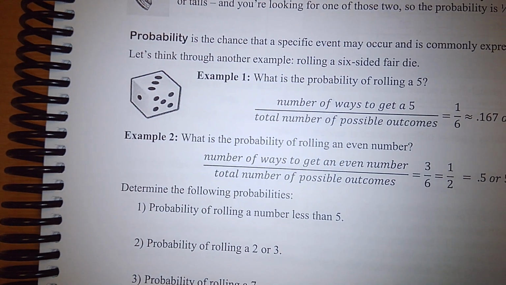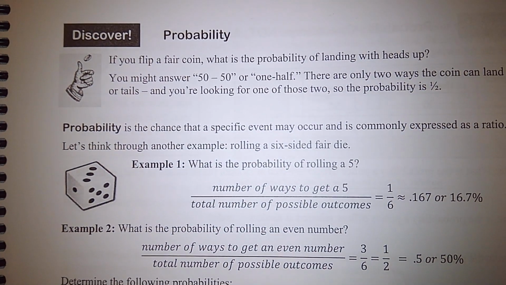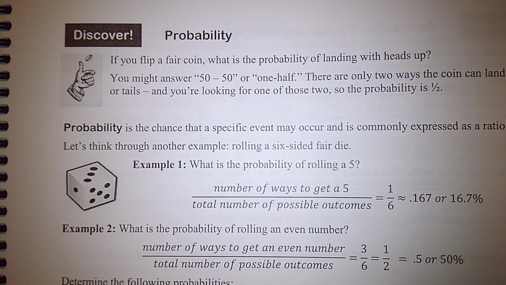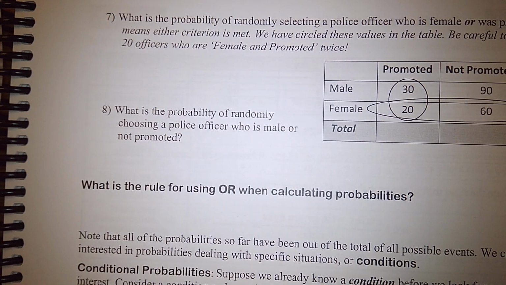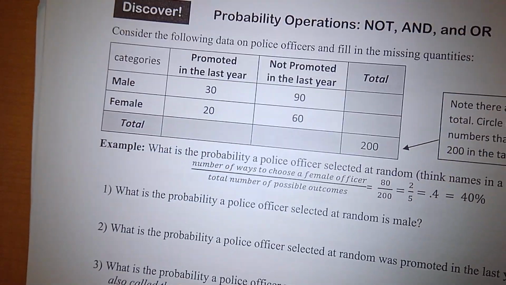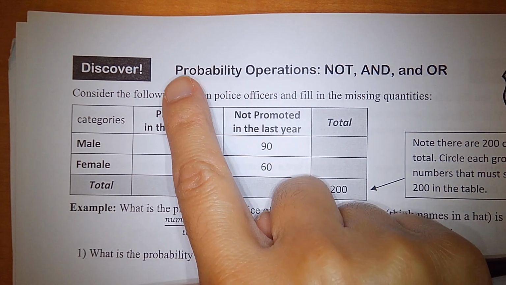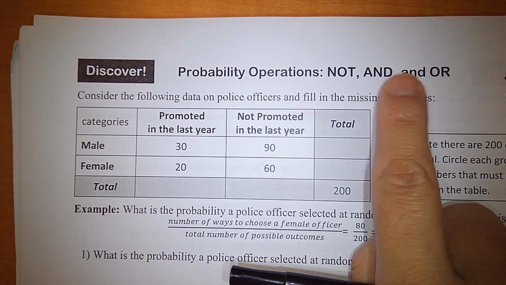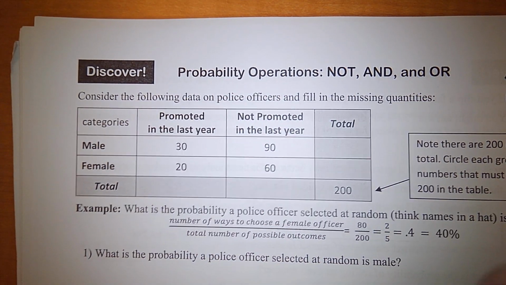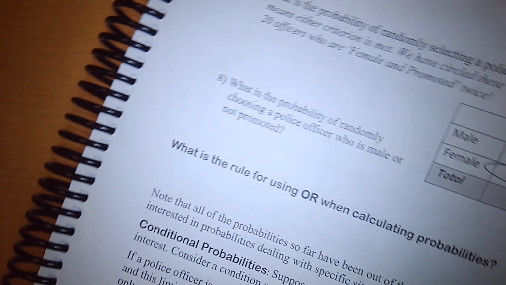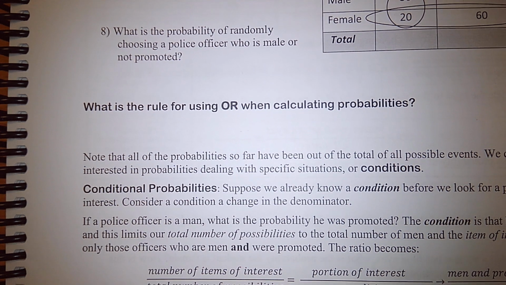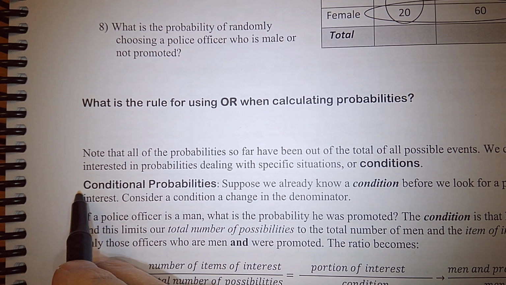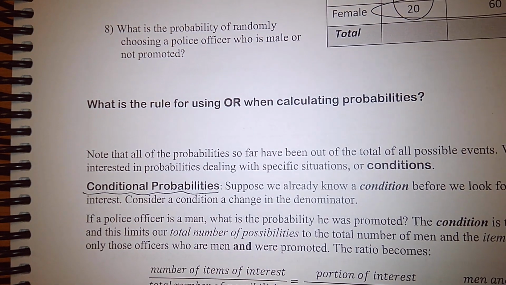Page 209, entire page. We'll talk about what is a probability, how to find the probability. Page 210, entire page. Probability operations, not and or. Page 211, entire page. We'll talk about conditional probability.